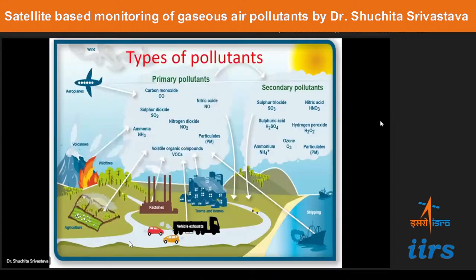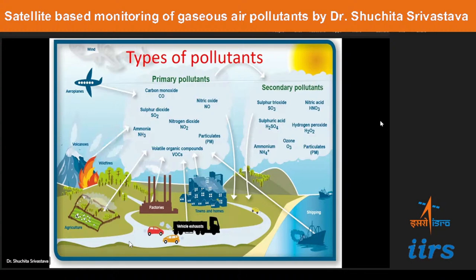Air pollutants can be categorized into two categories. First is primary pollutant and second is secondary pollutant. Primary pollutants are those which are emitted directly into the atmosphere because of several activities, natural as well as anthropogenic, like volcanic eruption, wildfire, crop residue burning, vehicular exhaust, factory, power plant, industries emission, town and home emission, shipping emission and aeroplane emission. All these activities contribute to primary pollutant concentration.